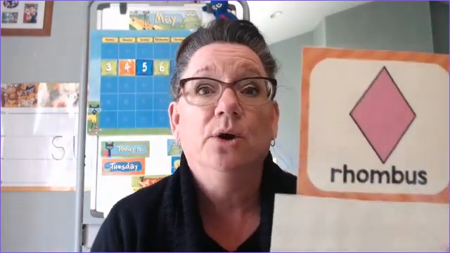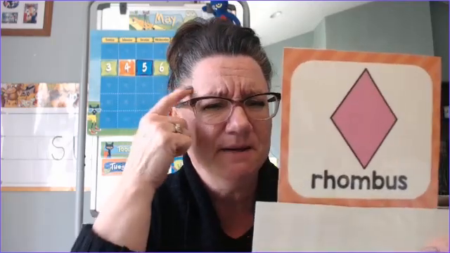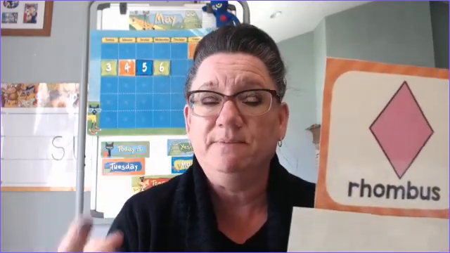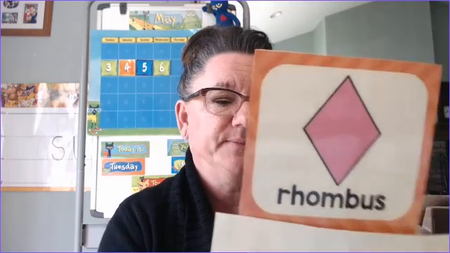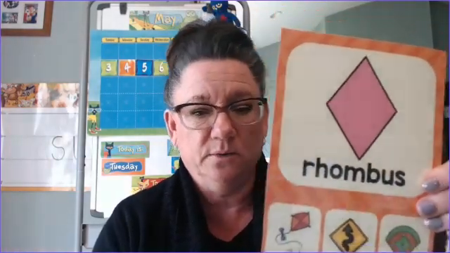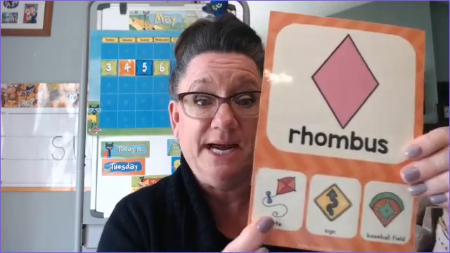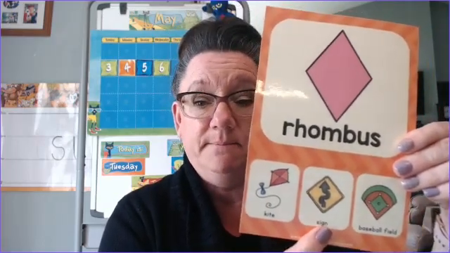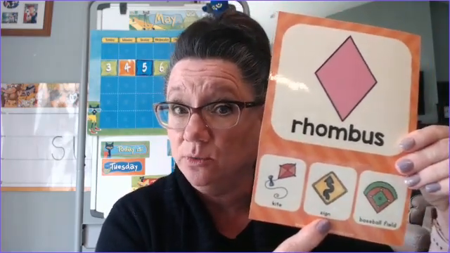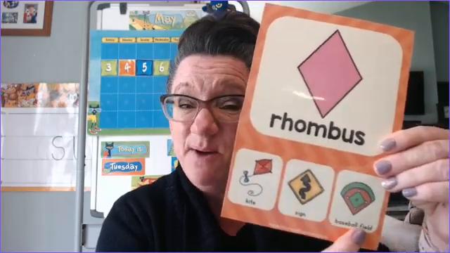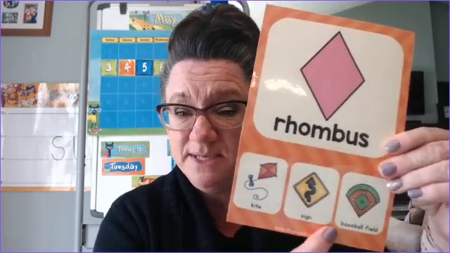This is a rhombus. Let's think about things in our house that are the shape of a diamond or a rhombus. Let's see what we can find. What do we have here? So we have a kite. A kite is a rhombus. Some kites are rhombus. Some traffic signs are rhombus. And a baseball field is kind of a rhombus, yeah.